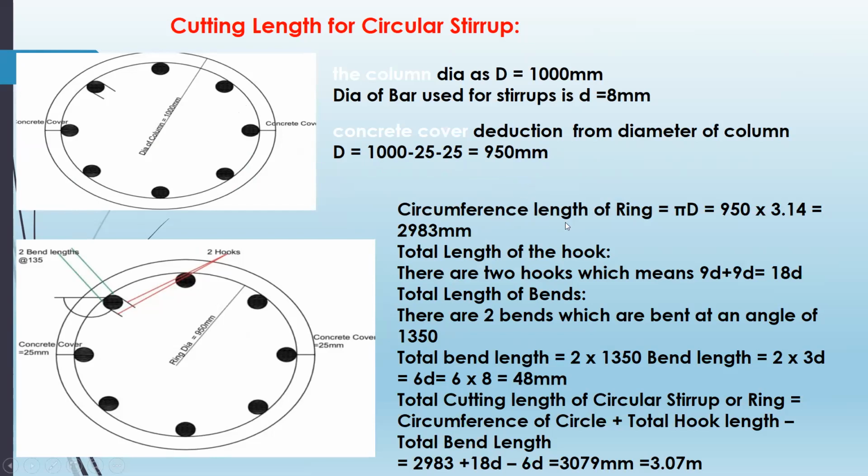The circumference, or length of the ring, is equal to pi d. That is 950 into 3.14, that is 2983 mm. So this is the circumference I'm talking about. Total length of the hooks: there are 2 hooks, which means 9d plus 9d, 18d.